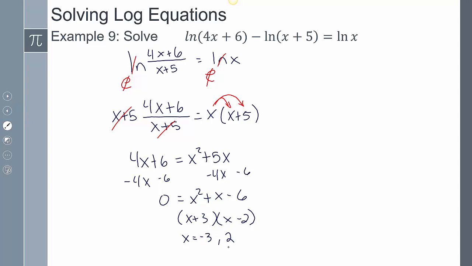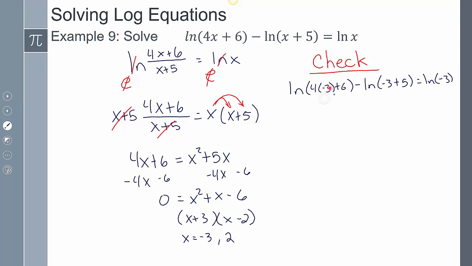If you thought you were done, you're wrong. Now I have to check for extraneous solutions. So I have to plug the negative 3 into the original equation. Okay, and so if I simplify that, I get a negative inside my log. Can't have that, so it's not going to be an answer.